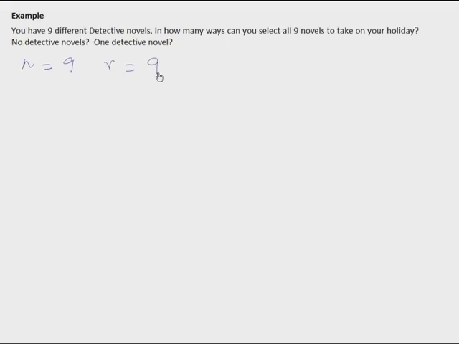Let's see if the formula works. So I want 9 choose 9, which is 9 into 8 into 7, all the way down to 1 upon 9 factorial, which is 1. Wow, it works.